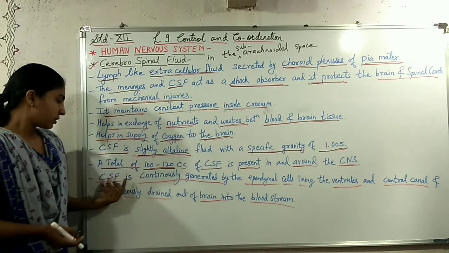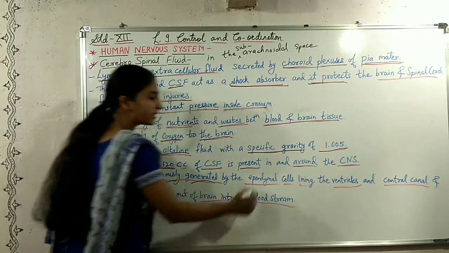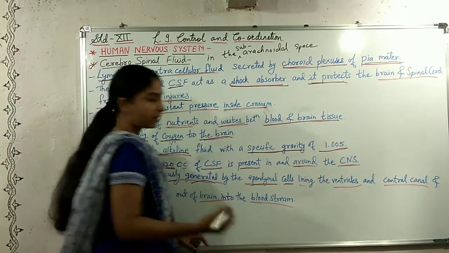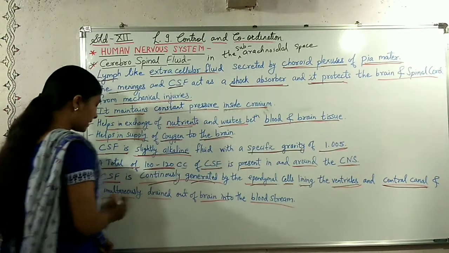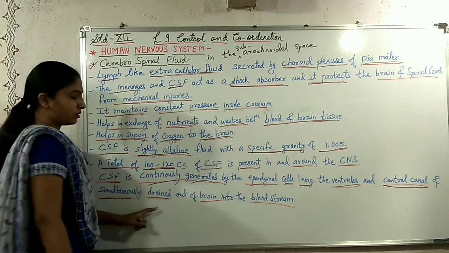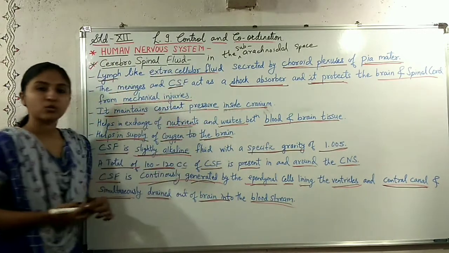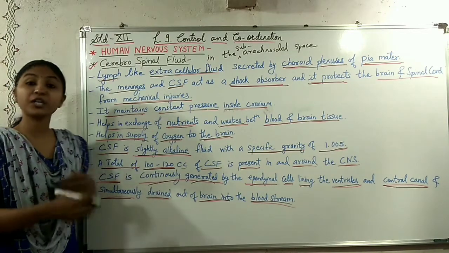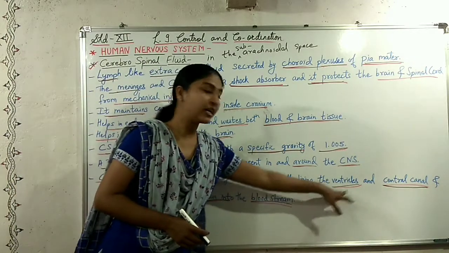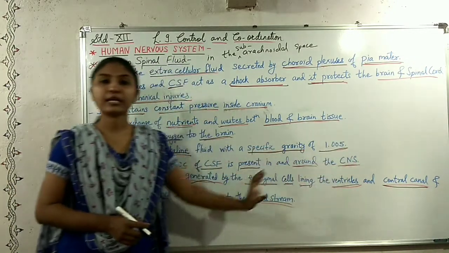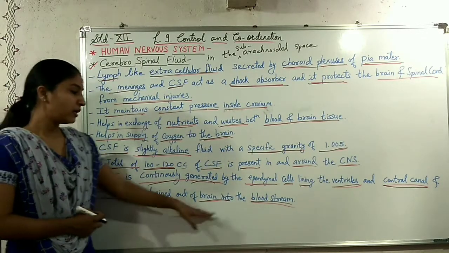Cerebrospinal fluid is continuously generated by the ependymal cells which are in the lining of the ventricles and central canal, and it is simultaneously drained out of the brain into the bloodstream. So this cerebrospinal fluid is continuously generated by the ependymal cells present in the lining of the ventricles and the central canal of the brain, and it is simultaneously drained out of the brain into the bloodstream.